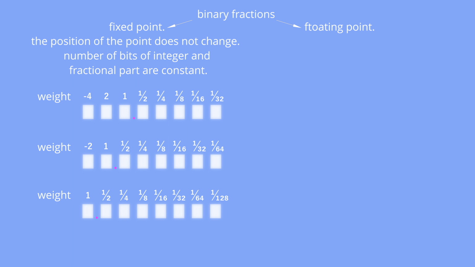In the floating point binary fraction, the position of the point can change. A number that is stored affects the position of the point. Both fixed point binary fractions and floating point binary fractions can be unsigned or signed. Signed binary fractions can use all types of notations: sign magnitude, 1's complement, or 2's complement.